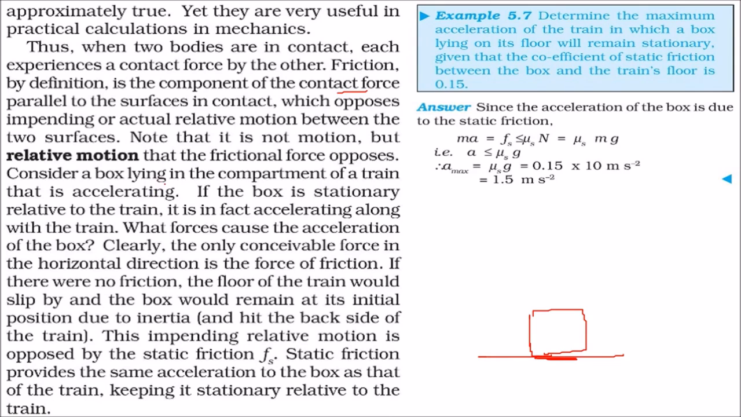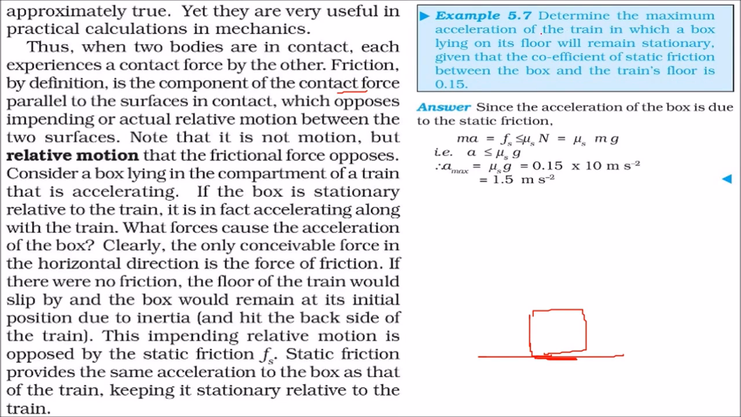This is a relative motion basically, because the frictional forces are opposing. If a box is lying in the compartment of a train which is accelerating, we have friction. So all these are examples of Fs and Fk. Let us take an example, you will understand it better.